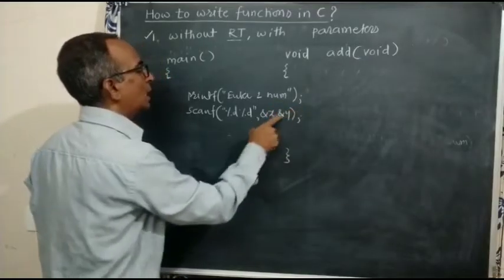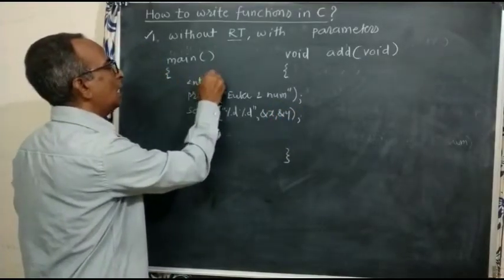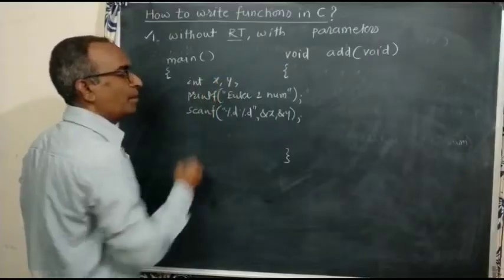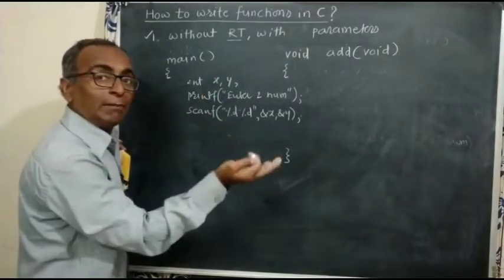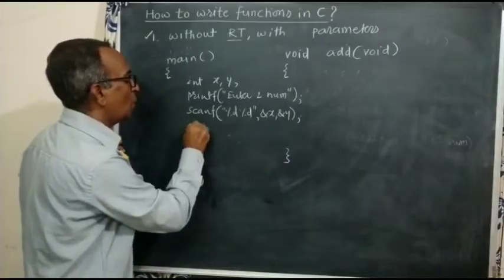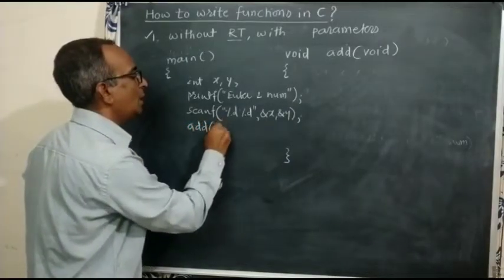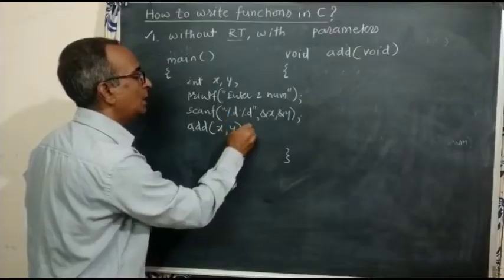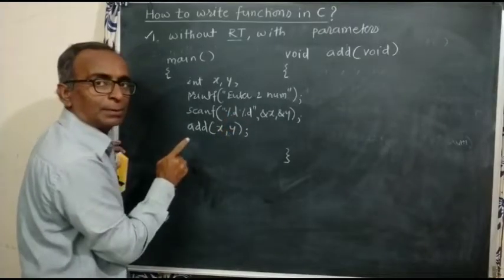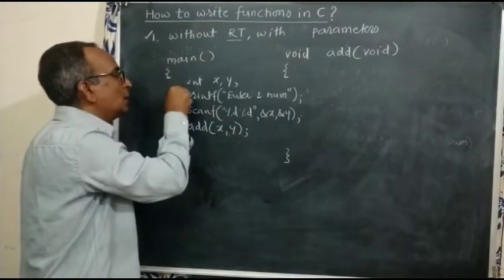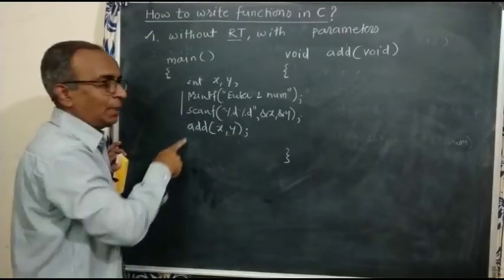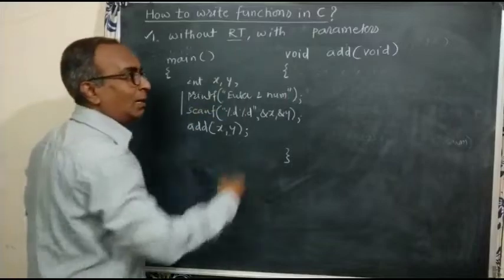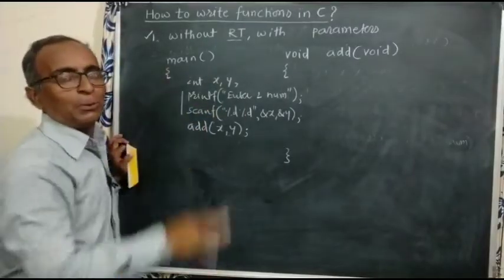Now this x, y, you have to declare x and y. Then call the function. You are sending values, so call the function like this: add x comma y, sending these as parameters. Now the reading business is done by the master. Now what will add do? Add will just process.